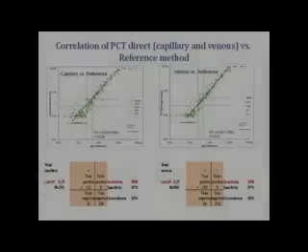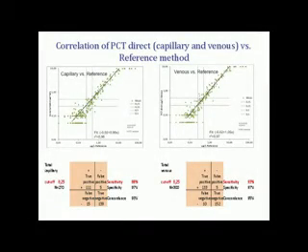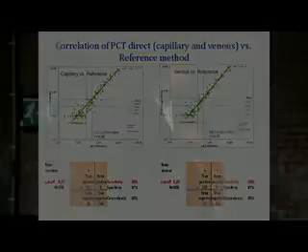As you can see, the correlation was very good between the reference method and the PCT Direct measurement. And in terms of sensitivity at the 0.25 cutoff that we use every day, you can see that the sensitivity was 88% and the specificity was 97%, with 93% concordance between both tests.